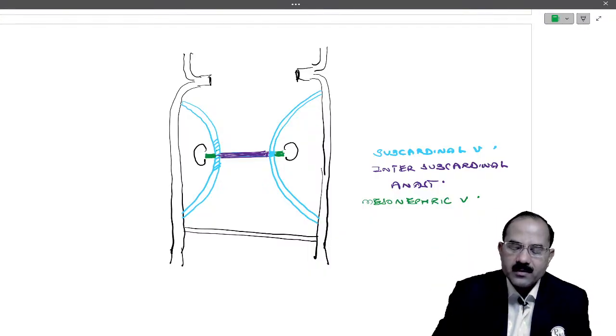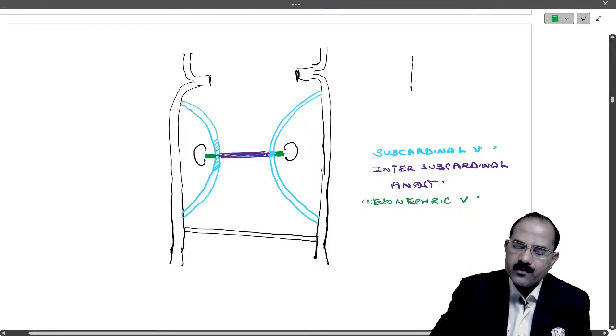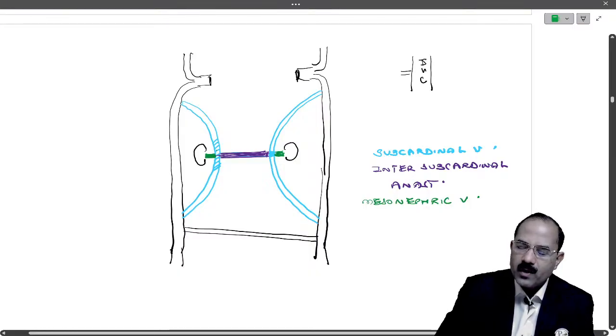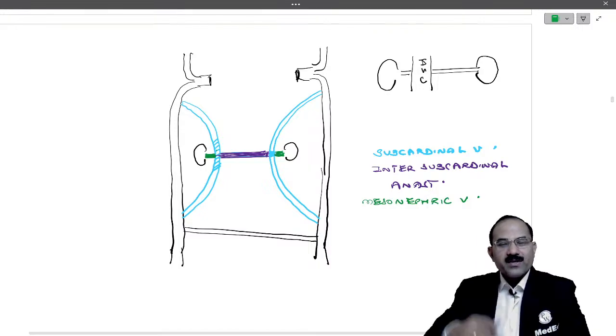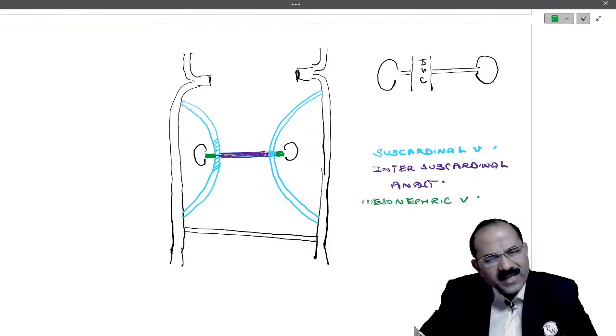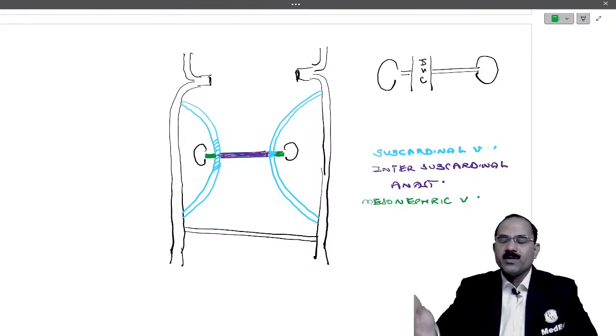Children, you have seen the renal veins, haven't you? You've seen the gross anatomy of the renal veins. That's the IVC. Tell me which renal vein is longer and which is shorter. The right renal vein is shorter and the left renal vein is longer. Why? Because the IVC is formed on the right side. That's fine.